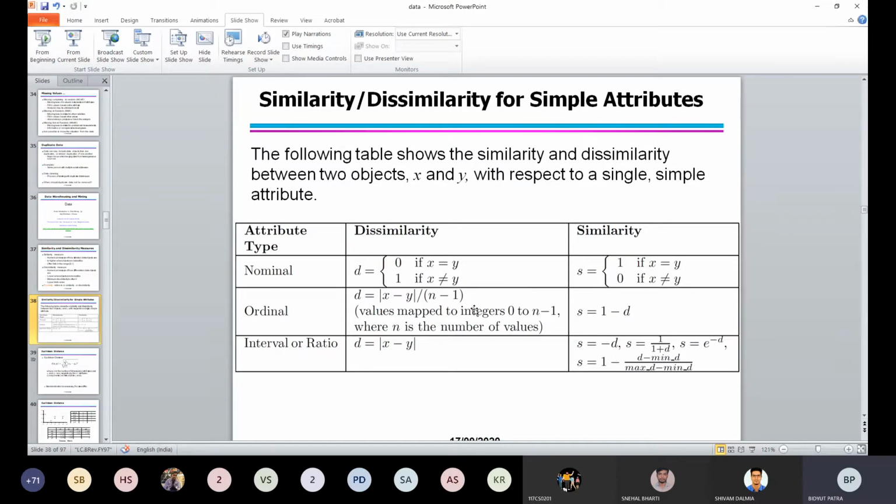And next, for the ordinal attributes, a typical example I gave in the last class is T-shirt size: small, medium, XL, double XL, triple XL. So these have an order. What you can do is map this order starting from 0. Small you can map to 0, medium you can map to 1, XL you can map to 2, and so on.